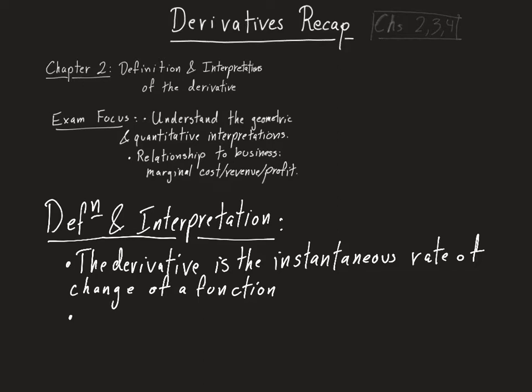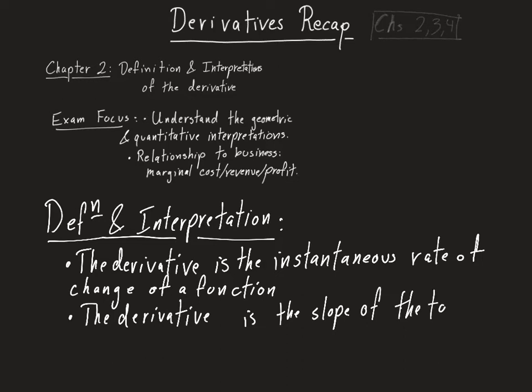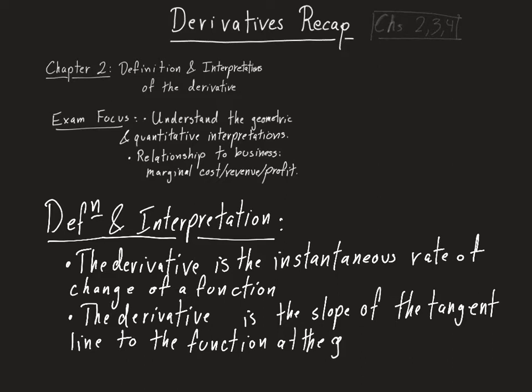On the geometric front, the derivative is the slope of the tangent line to the function at the given point. These are the two primary interpretations of the derivative.